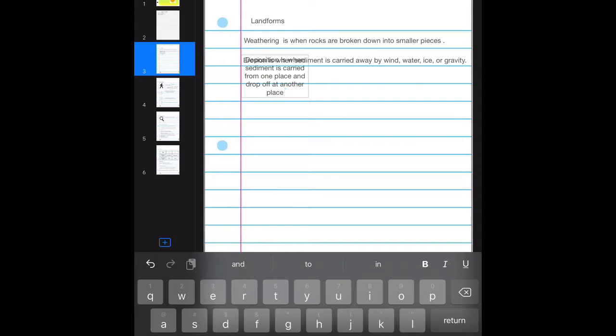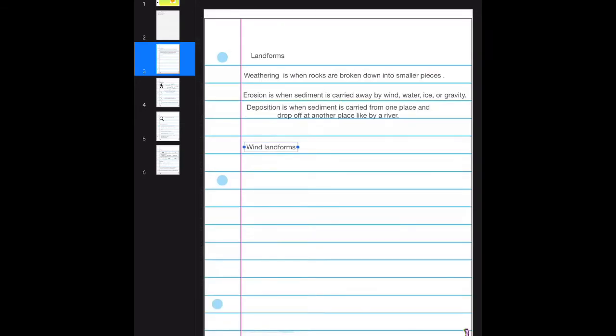Last, I made a note to myself about how deposition is when sediment is carried away from one place and dropped off at another place, by natural forces like a river. My next entry is going to be wind landforms. And I'm going to make a note to myself that wind creates landforms like sand dunes and arches.